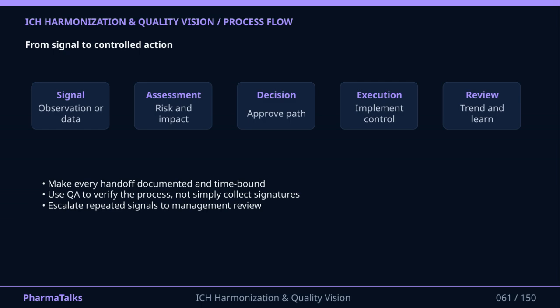It's important that every handoff in this process is clearly documented and time-bound to maintain accountability. Quality assurance plays a key role here, not just collecting signatures, but actively verifying the effectiveness of the process. And when we see repeated signals, those need to be escalated for higher management review to ensure we're addressing root causes thoroughly. This structured approach is essential for maintaining high-quality standards in pharmaceutical development and manufacturing.